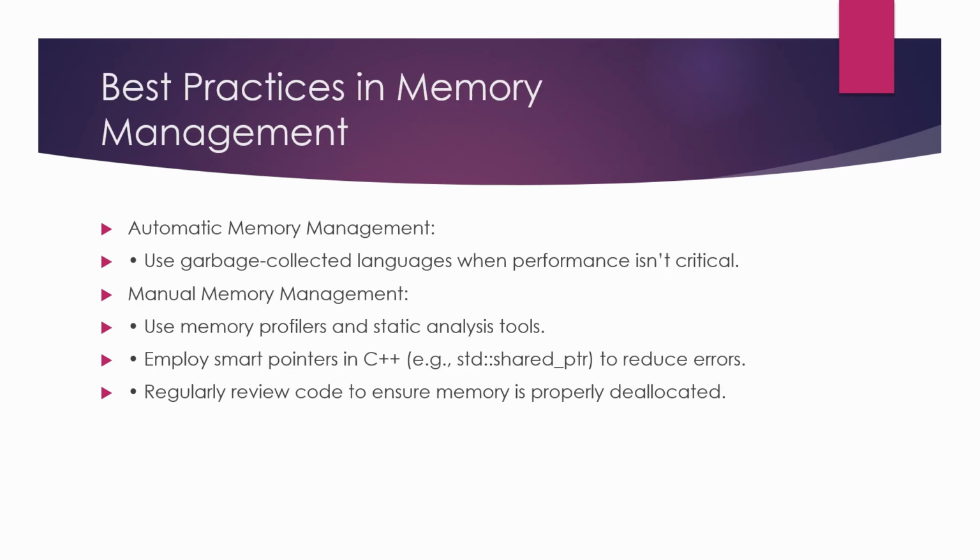So, how can we manage memory more effectively? For automatic memory management, consider using garbage collected languages when performance isn't the highest priority. For manual memory management, it's important to use memory profilers and tools to analyze memory usage. In languages like C++, smart pointers like std::shared_ptr can reduce memory management errors, and it's always important to regularly review your code to ensure memory is properly deallocated.